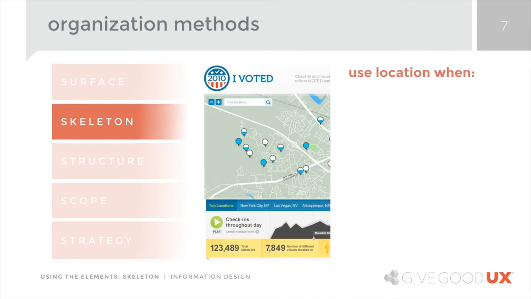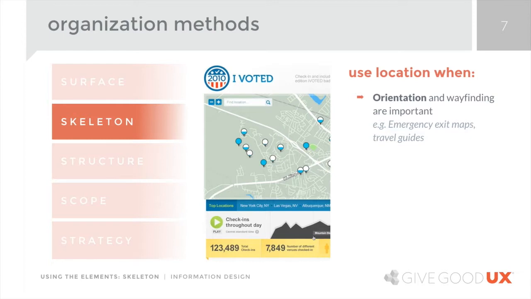And you use location when orientation and wayfinding are important. Emergency exit maps, travel guides, the map on your phone is essentially organized by location. The essential way that we make sense of what we're trying to do is by where we are and where other things are and how long it's going to take us to get from where we are to where those things are. That's orientation, that's wayfinding. How do I get from here to there?